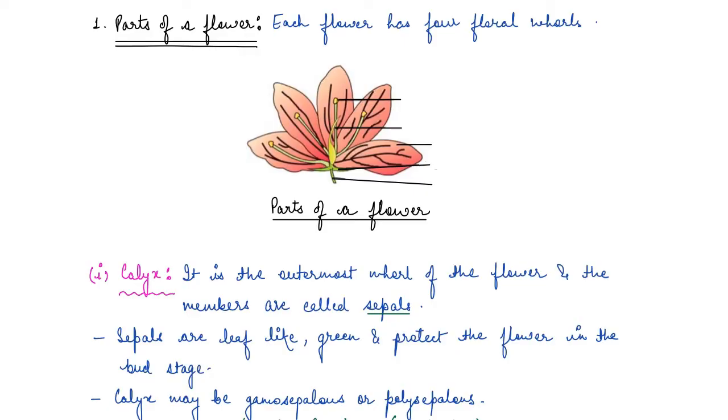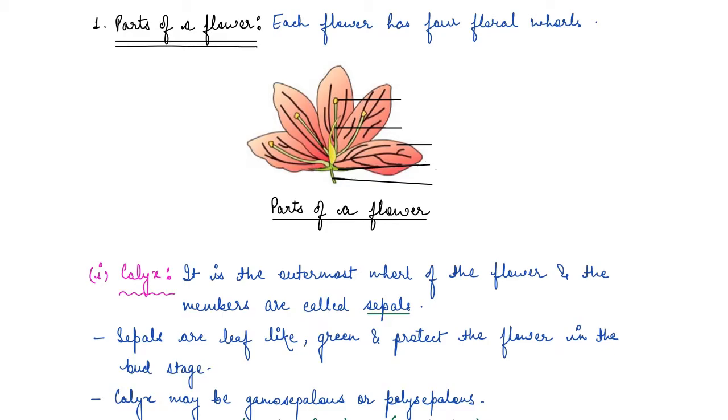So in today's video, we are going to cover parts of a flower and then placentation. Till now, we have covered almost four topics of chapter 5 of NCERT Class 11. We have covered root, stem, leaves, and flower. We have covered half of the flower, and today we are going to cover the rest of the topic. So let's start with parts of a flower.